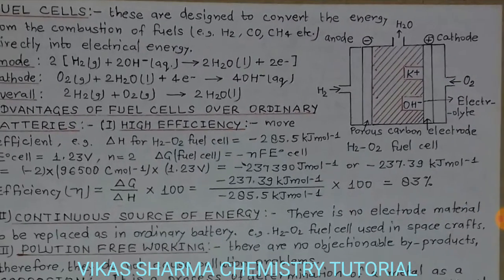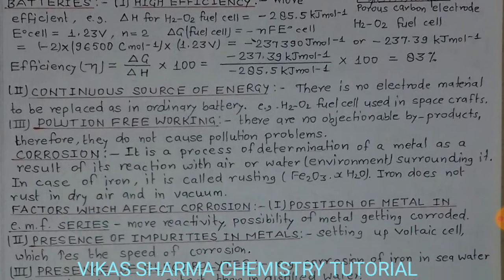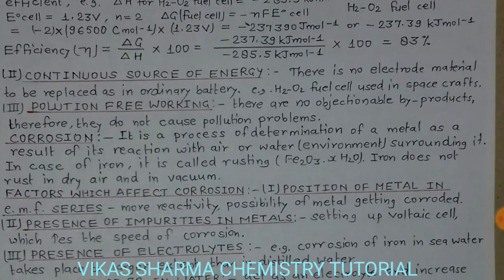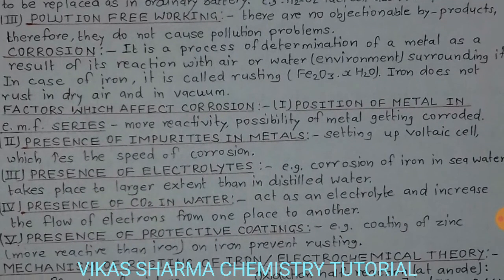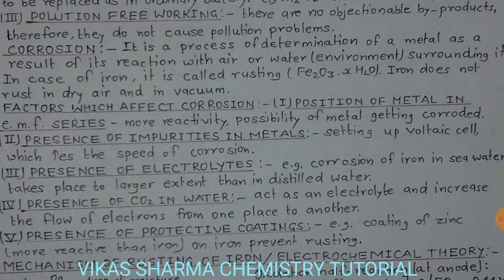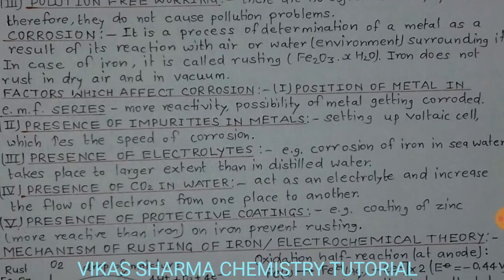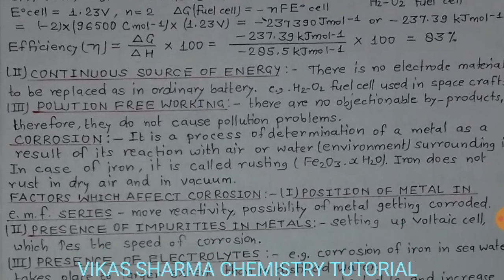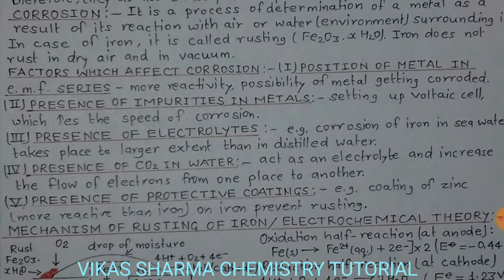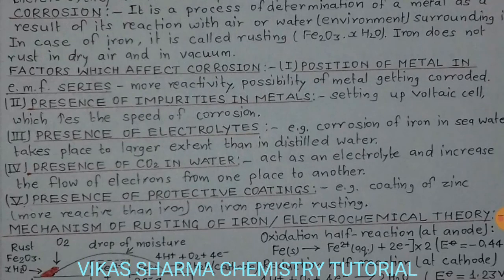This is more efficient in comparison to the ordinary cell. Second one, continuous source of energy. There is no electrode material to be replaced as in an ordinary battery. For example, the H2-O2 fuel cell is used in spacecraft. So we gain a continuous source of energy by this. And third is pollution free working. There are no objectionable byproducts, therefore they do not cause pollution problems. And so fuel cells were used in the Apollo space program and various types of space missions. Fuel cells are used in modern times.